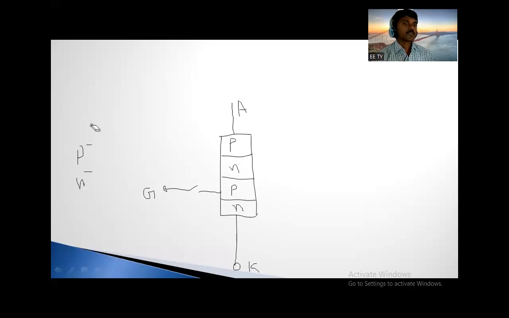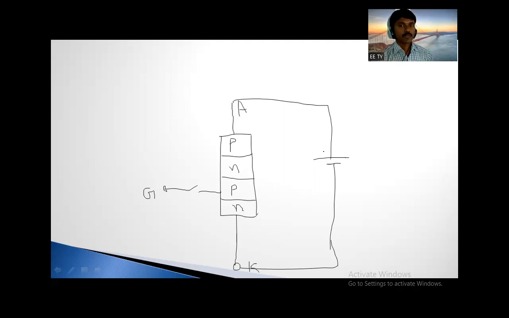So we will go through this concept: how will the SCR be turned on? First condition is we have to give some amount of voltage to the anode and cathode. Positive terminal of the supply is connected to the anode, and the negative terminal of the supply is connected to the cathode. Is it clear?